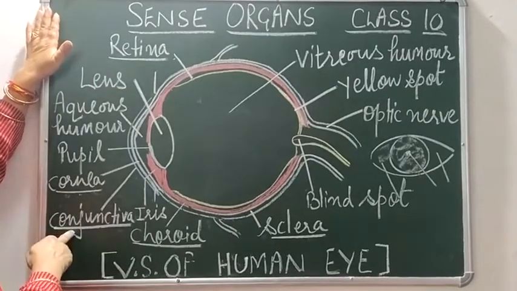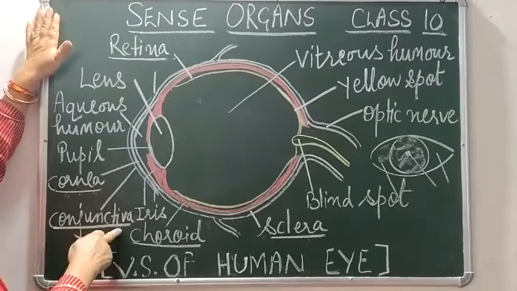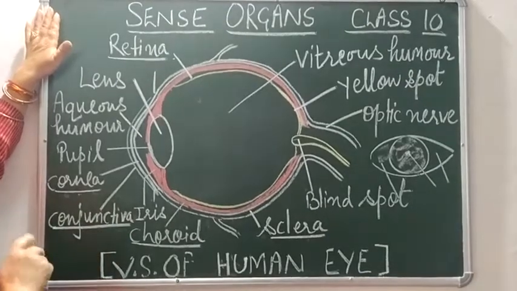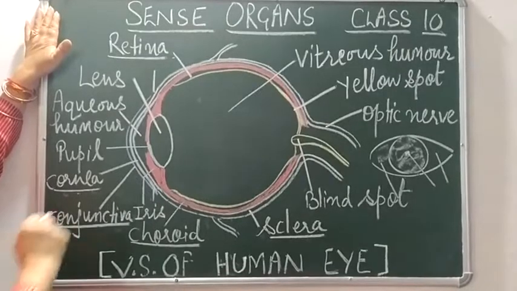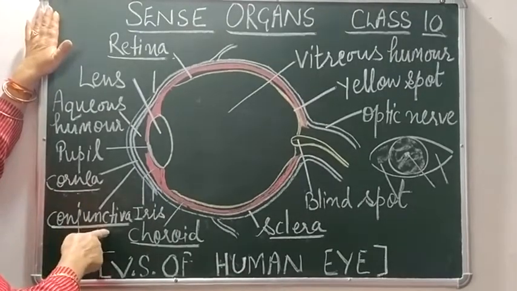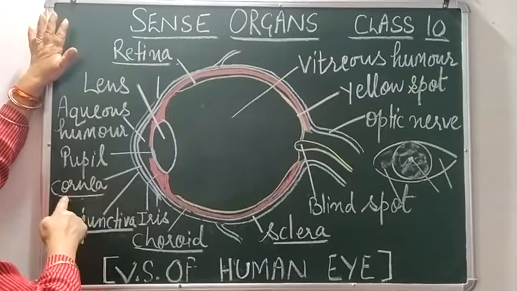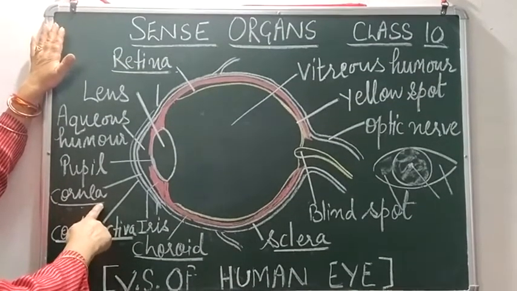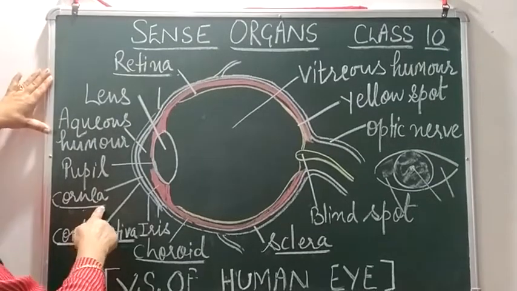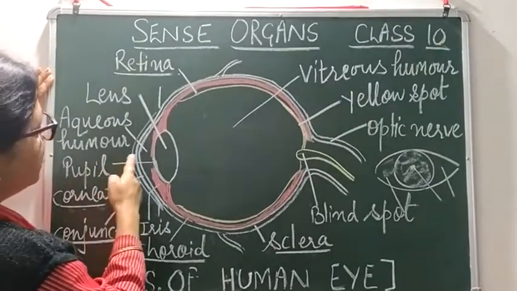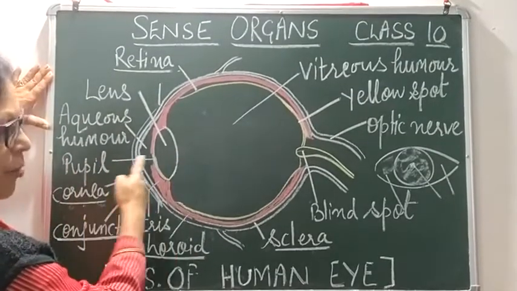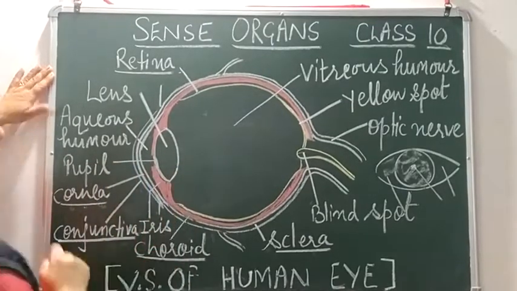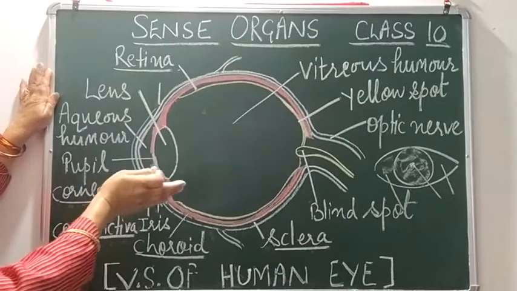It is a problem in which the conjunctiva gets infected due to a virus, and it becomes red in color due to the infection. The cornea is a transparent layer. When light enters through all these parts, which I will explain, they all have to be transparent so that light may enter.